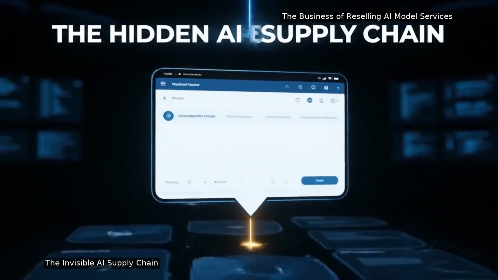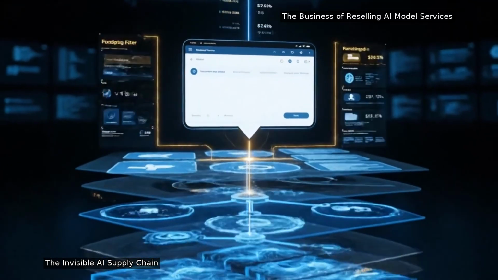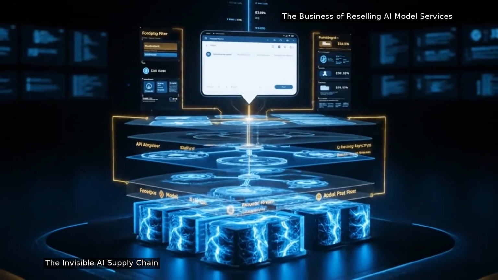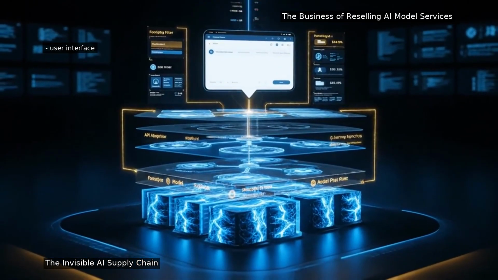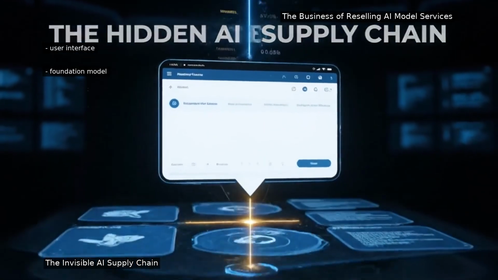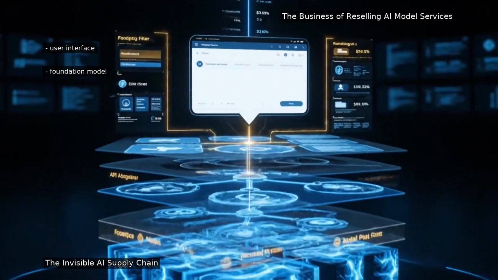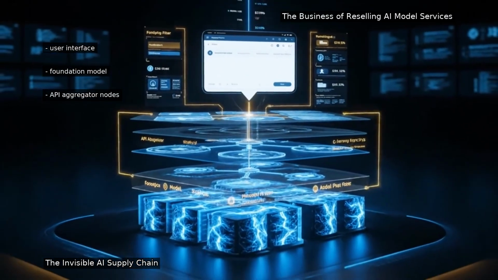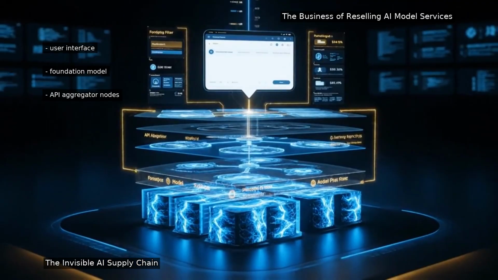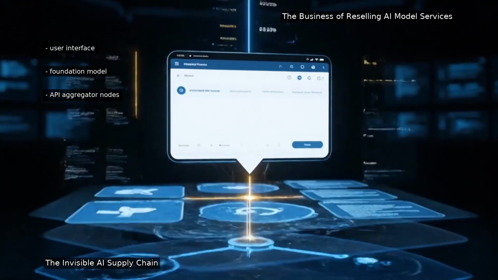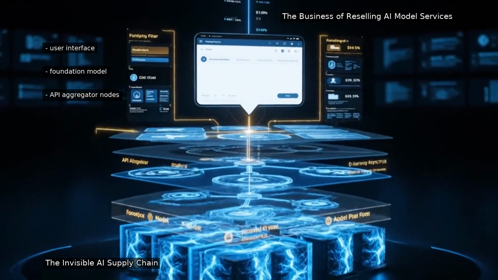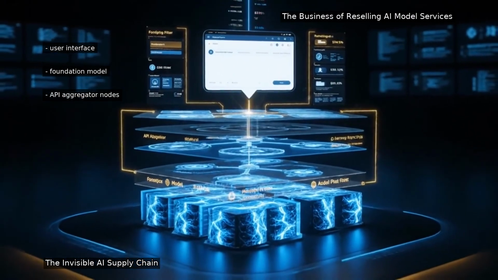In this video, we'll build a clear mental model of how an AI assistant actually works end-to-end. A user question moves from the user interface into the foundation model, then down into supporting services. Under the model, API aggregator nodes can route requests to tools, retrieval systems, or safety checks. Seeing these layers helps explain performance, cost, and responsibility.